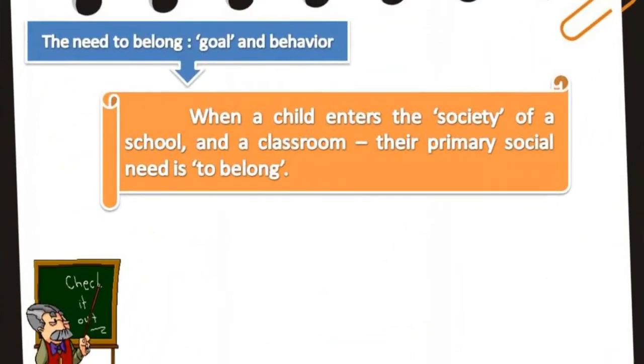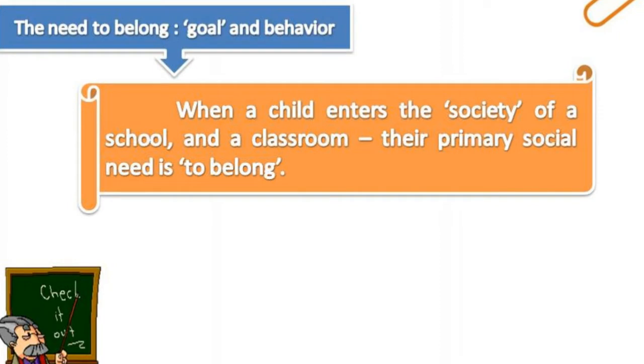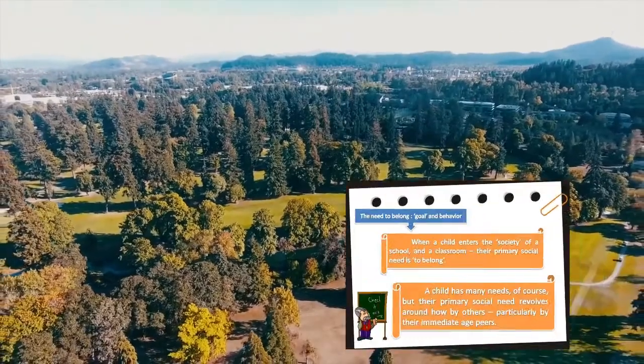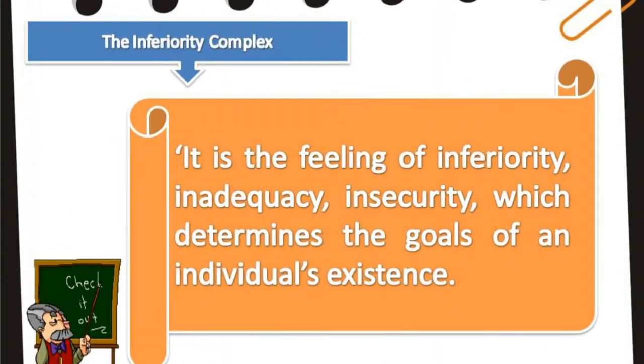In this theory, first, the need to belong, goal and behavior. When a child enters the society of a school and a classroom, their primary social need is to belong. A child has many needs, of course, but their primary social need revolves around how they are accepted by others, particularly by their immediate age peers. Second, the inferiority complex. It is the feeling of inferiority, inadequacy, insecurity, which determines the goal of an individual's existence.